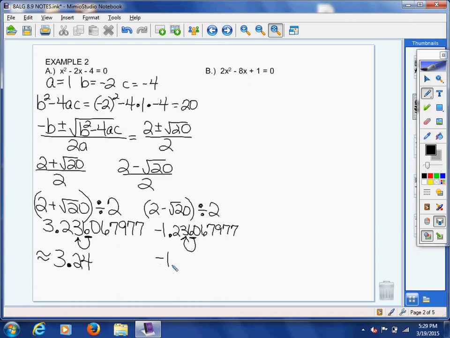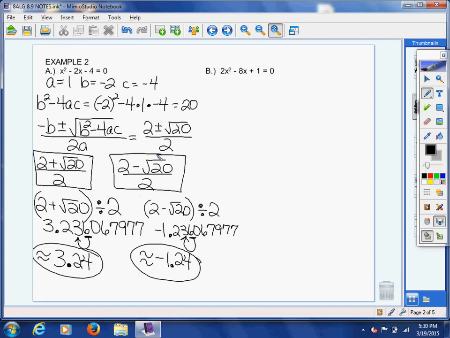Okay, so this is where our x-intercepts. This is approximately where they would cross, is at 3.24 and negative 1.24. So these are your approximate answers, which is what they were asking us to find. These are the exact answers, although they can be simplified a little bit more than that. Hopefully we'll get to that in another lesson.